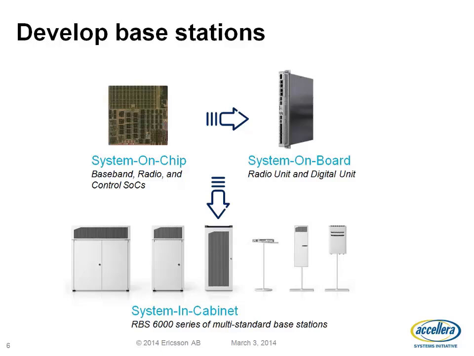Base station development starts by designing a system on chip. And several system on chips are then combined into a system on board, which could be a radio unit or a digital unit. And a number of such boards are then combined into a system in cabinet. So here we have our current generation of radio base station, RBS 6000.